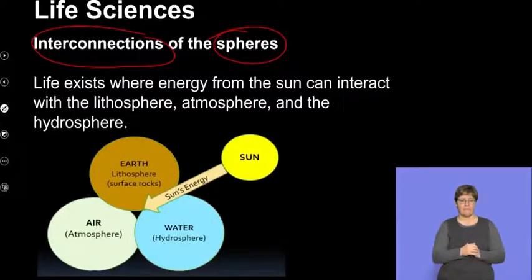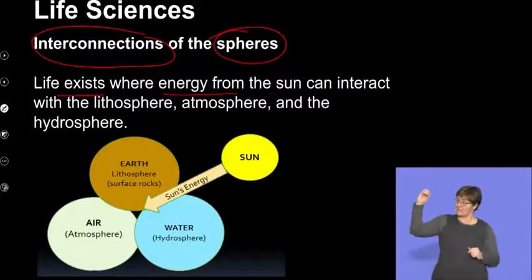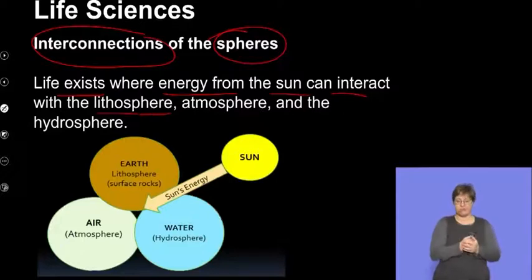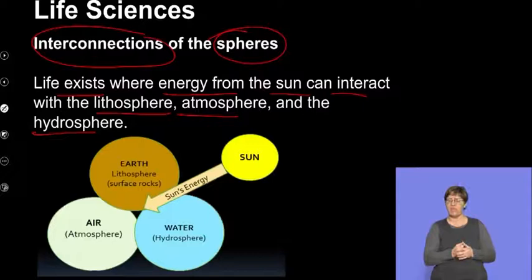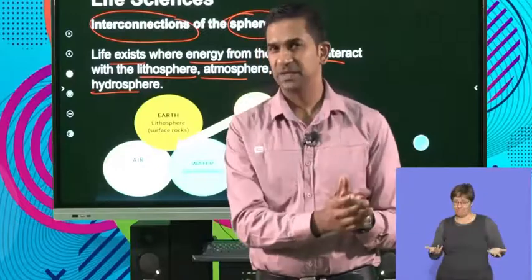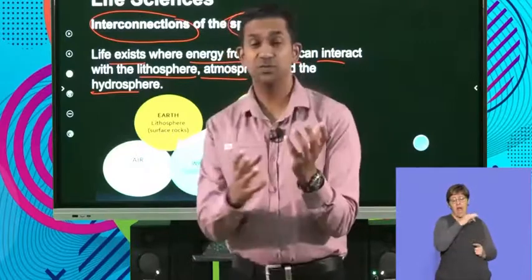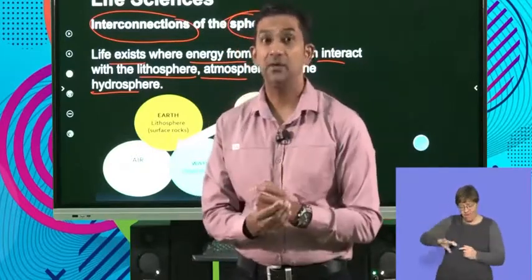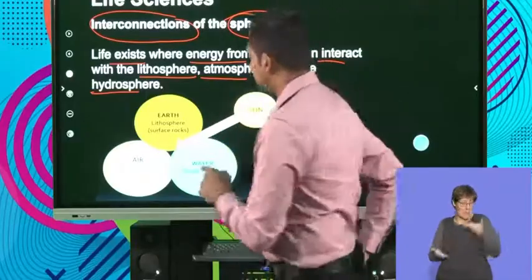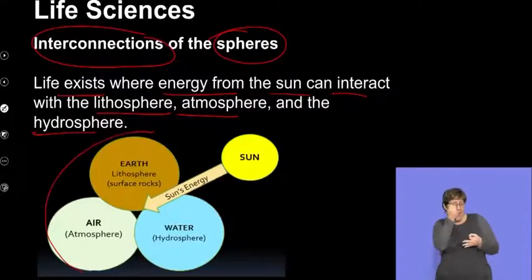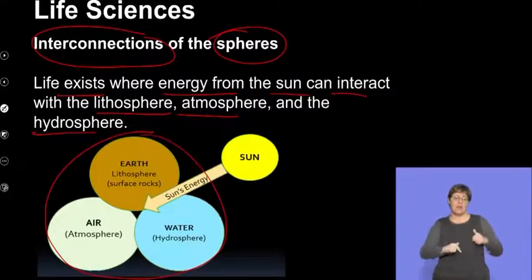So life will exist where energy from the sun can interact with the lithosphere, atmosphere, and the hydrosphere. So if we were to try and understand the context of this, if we were to take just the atmosphere, would that be able to support life? The answer is probably yes. If we were to look at just the hydrosphere, can that support life? Definitely. However, we've got to try and understand the context of all three components being able to collectively support life.